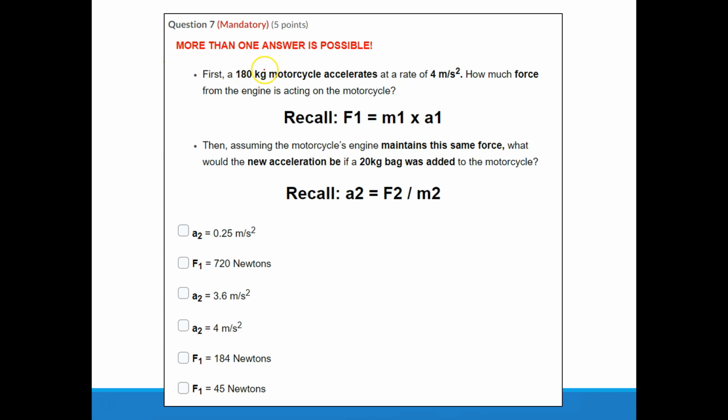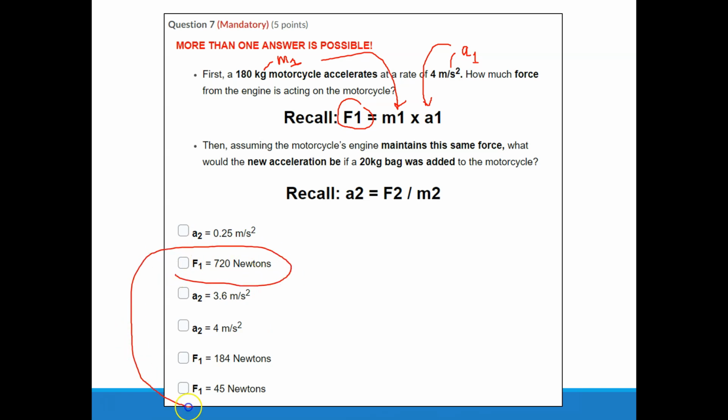So we've got 180 kilograms. Remember, kilograms tells me mass. In this case, it's the mass of my first part, so M1. And meters per second squared tells me my acceleration, the acceleration of my first part, so this is A1, and we want to figure out what the force is. So we're going to plug in M1 right here and A1 right here, multiply those together, and that should give you your original force. You're going to have to choose one of these 3 forces. Yours will be scrambled up, so make sure you read carefully again.